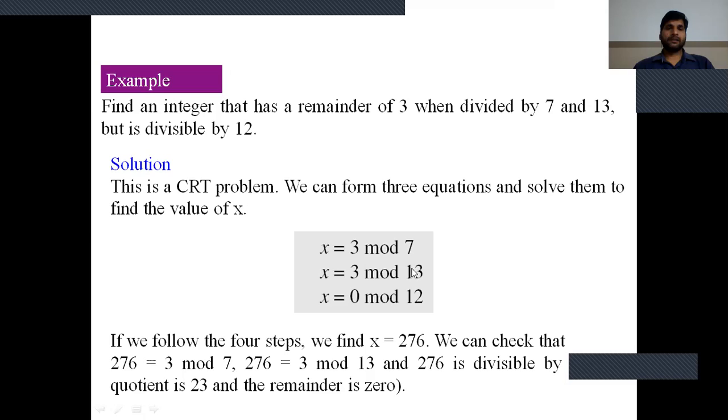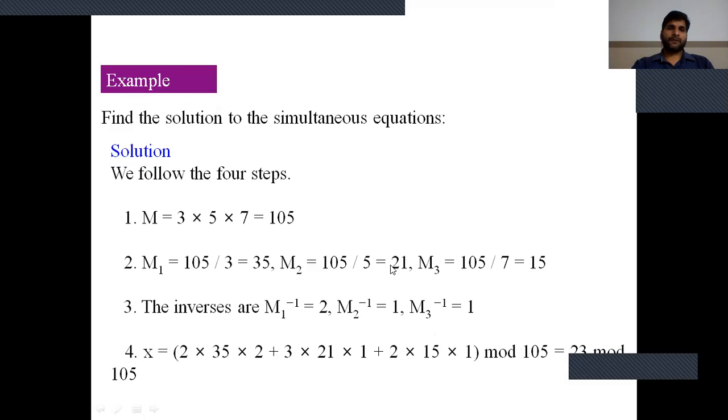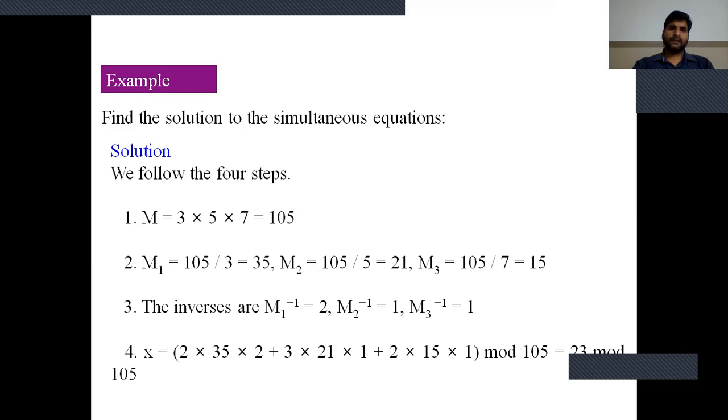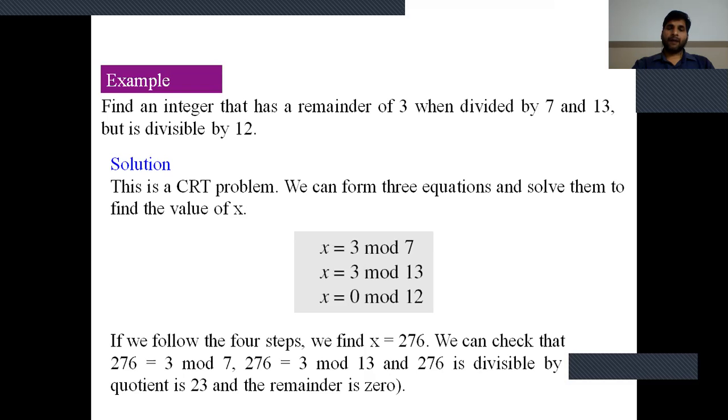After solving these, we calculate the value of M by this equation: 7 multiplied by 13 multiplied by 12. Now next we calculate the values of M1, M2, M3. M equal to the product of M1, M2, M3. And after calculating this, we calculate the inverse of M1, M2, M3.